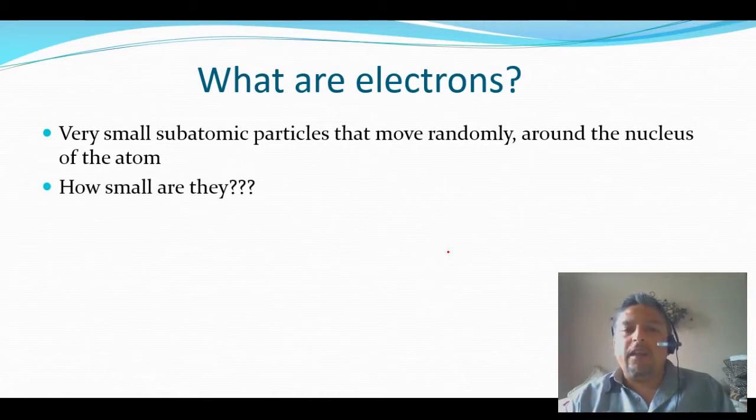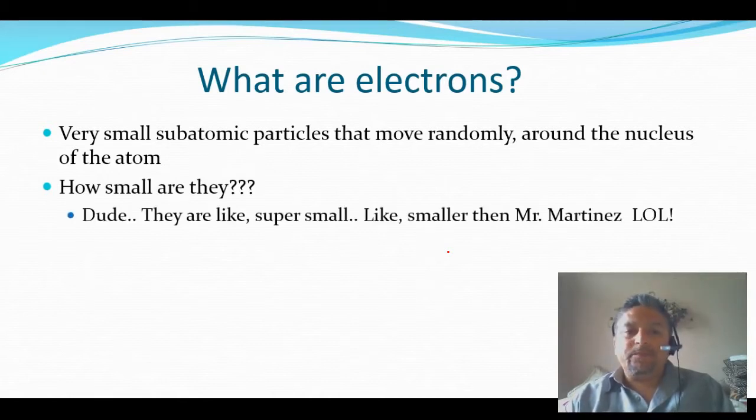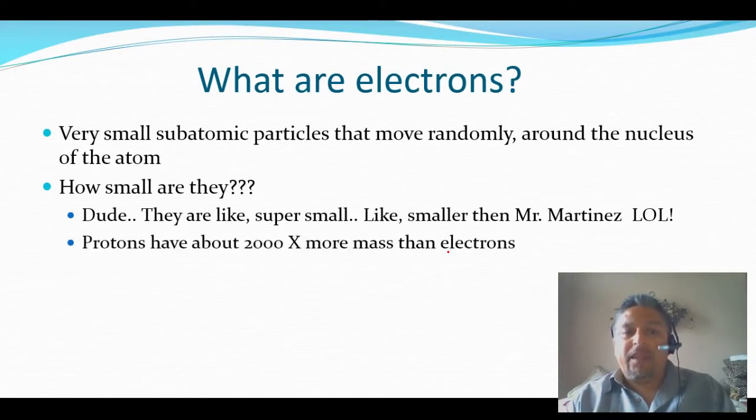How small are they? Well, they are very, very small. I'll let you read that. Get it? They're smaller than me, so they're small. Protons have about 2,000 times more mass than electrons, so that you can have an idea how small they are. Protons are about 2,000 times more massive.